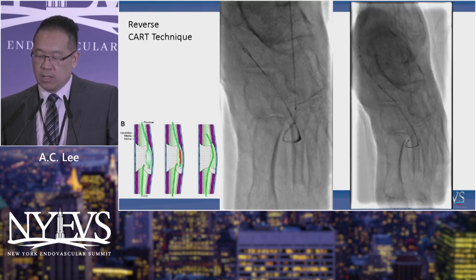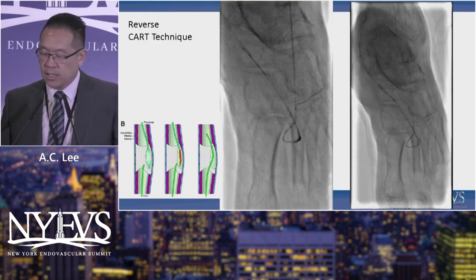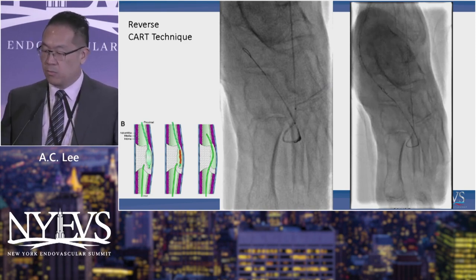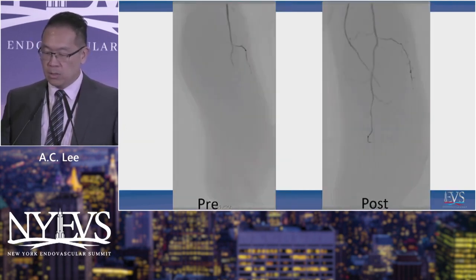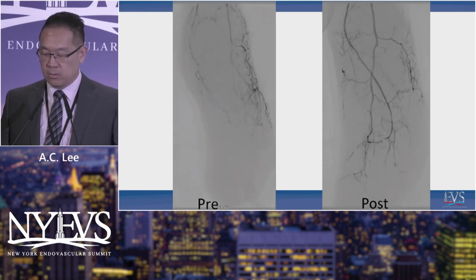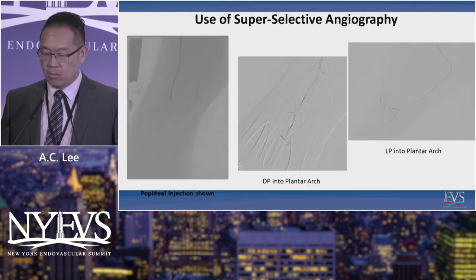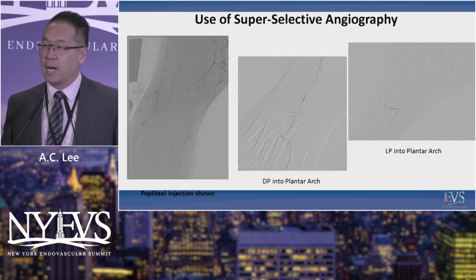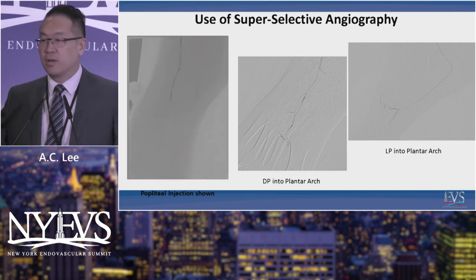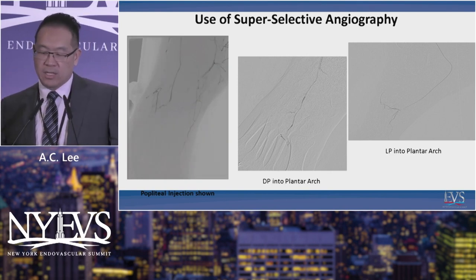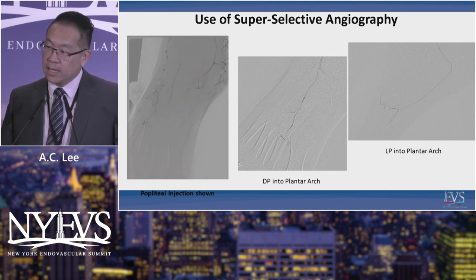Here we used CART techniques to get through from the contralateral side. And then this is the after result. Also, what's important is, we talk about selective angiography, and I'm sure most of you know that from a popliteal standpoint, injection is much better than from up there hooking over the iliac for these kinds of cases. But sometimes in the foot, especially, you want to get really down into the dorsalis pedis and plantar vessels to selectively inject, typically through an 018 catheter.